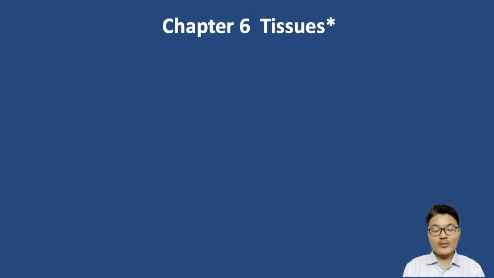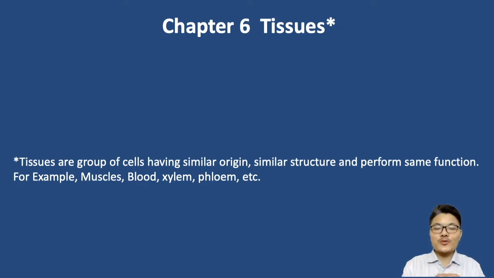In this video, let's start with chapter number 6, tissues. First, let's try to understand what tissues are. We usually explain tissues as a group of cells having similar origin, having the same structure and performing the same function.